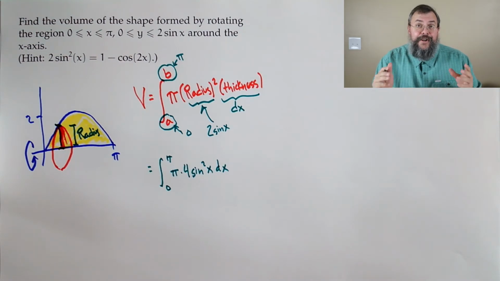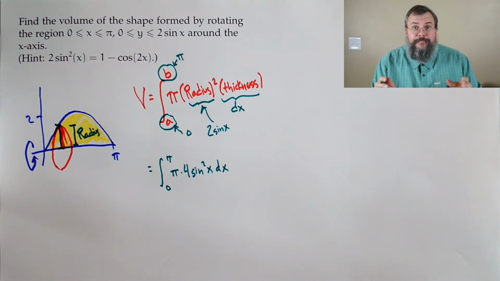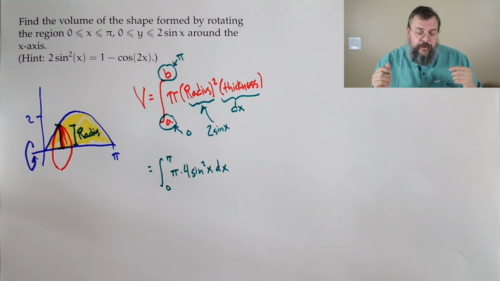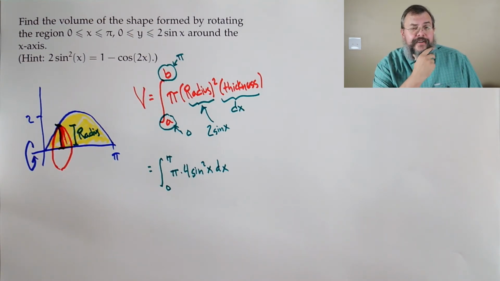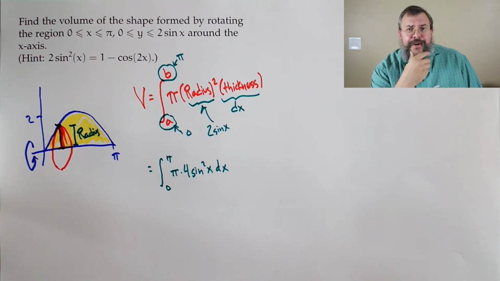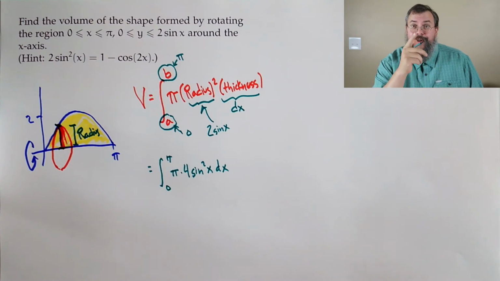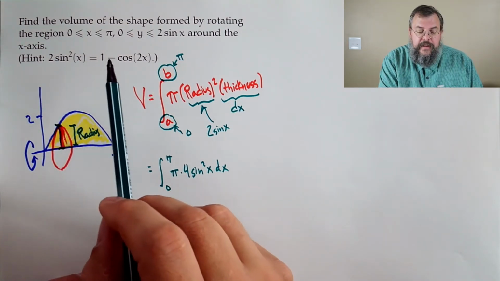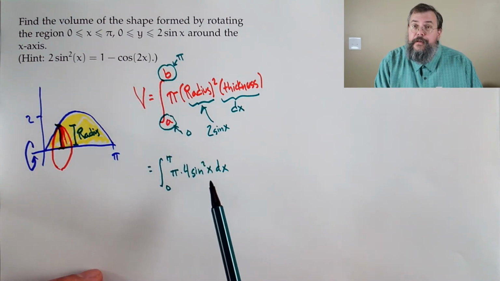Now, how do you integrate sine squared of x? It's not one of our 10 basic things that we can take integrals of. So what we have to do is find a way to rewrite it. If only we had a hint that would help us know how we could rewrite sine squared of x. Well, we do, right? We know that 2 sine squared of x is 1 minus cosine 2x. We actually have 4 of them.